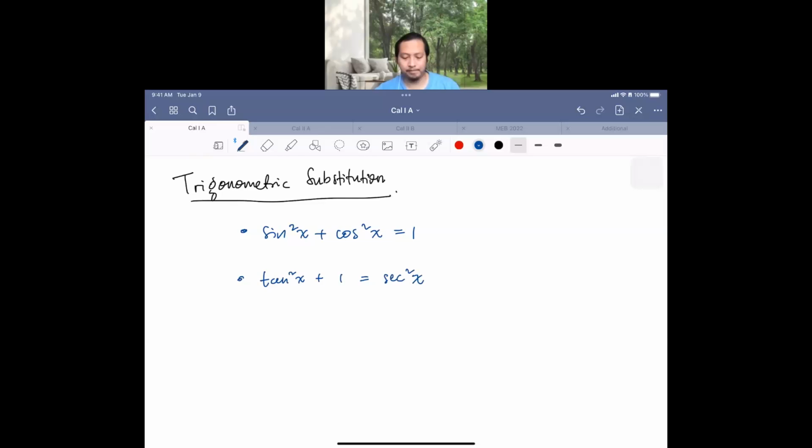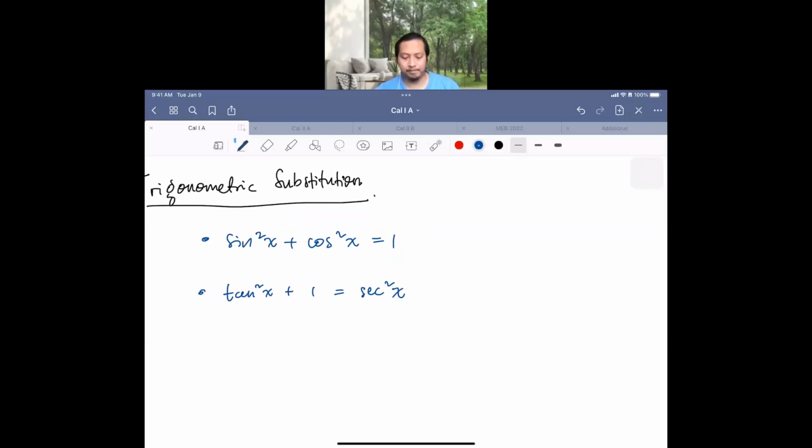Now what's the deal with these two identities? If we look closely at the first one, we could have sine squared x equals 1 minus cosine squared x, and cosine squared x equals 1 minus sine squared x, right? And the tangent squared we could write in terms of secant squared x minus 1. So that is what we are going to use in trigonometric substitutions.